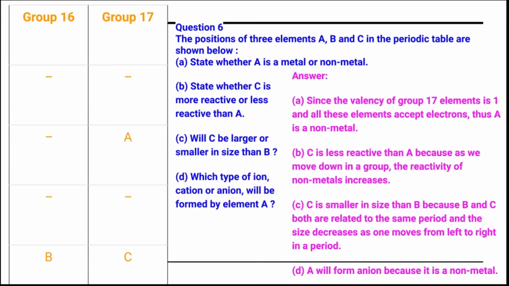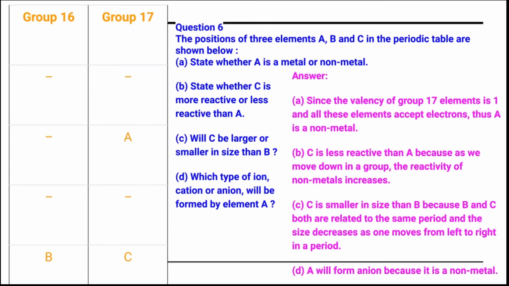First one, since the valency of group 17 elements is 1 and all these elements accept electrons, thus A is a non-metal. And next answer is, C is less reactive than A because as we move down in a group, reactivity of non-metals decreases. And C part, what is the question?